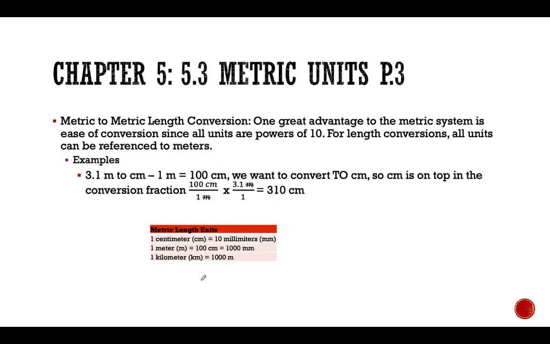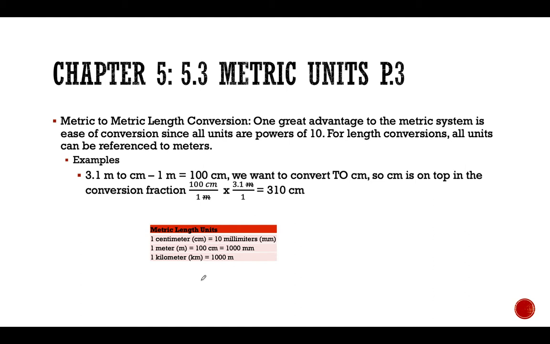Metric to metric length conversion. One great advantage to the metric system is how easy it is to convert between units, since all units are powers of 10. For length conversion, all units can be referenced to meters.